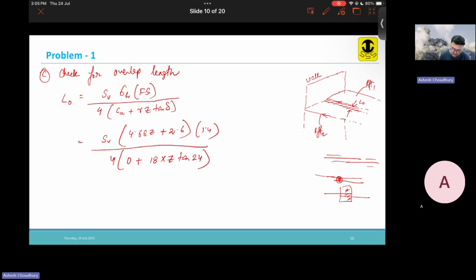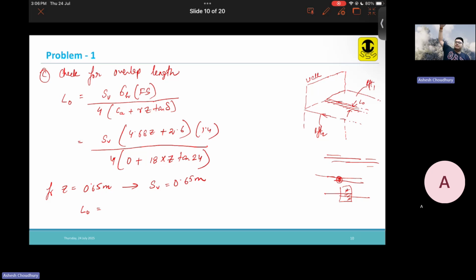Now see for this one also what we can do for z equal to 0.65 meter. What is my SV? My SV is 0.65 meter. Right, this is my first layer. For the first layer my L naught will come out as, so we are seeing my SV is directly proportional to L naught. Means higher the SV, higher the L naught.